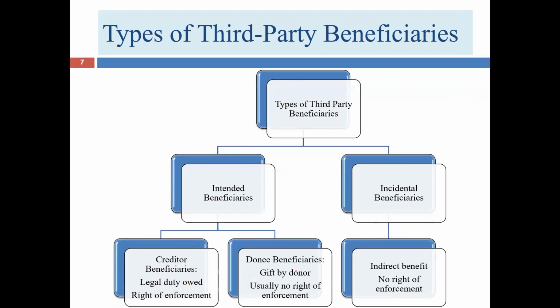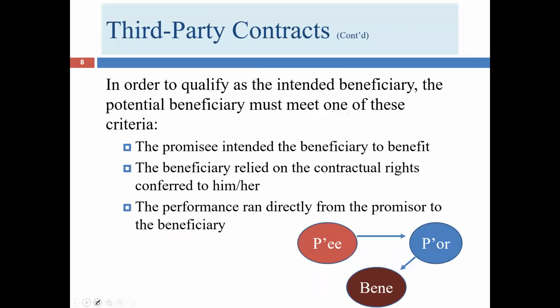Donee beneficiaries are usually just getting a gift, and the donor is one of the parties to the contract. So usually there isn't a right of enforcement by the Donee beneficiary. But actually the Donee beneficiary has a better chance of enforcement than the incidental beneficiary, than the Petes of the world, because their benefit, even though it may be very significant, is indirect, and they just aren't going to have a right of enforcement at all.